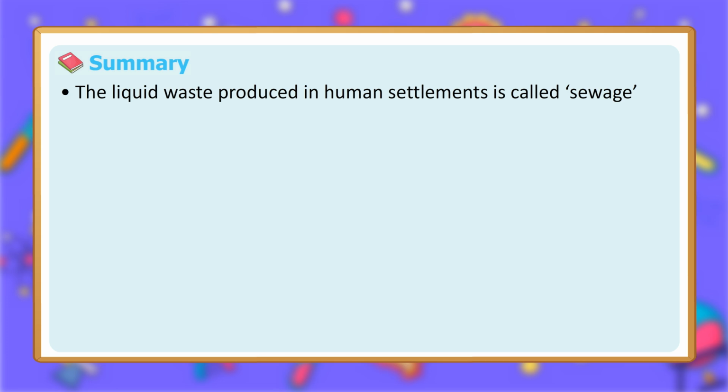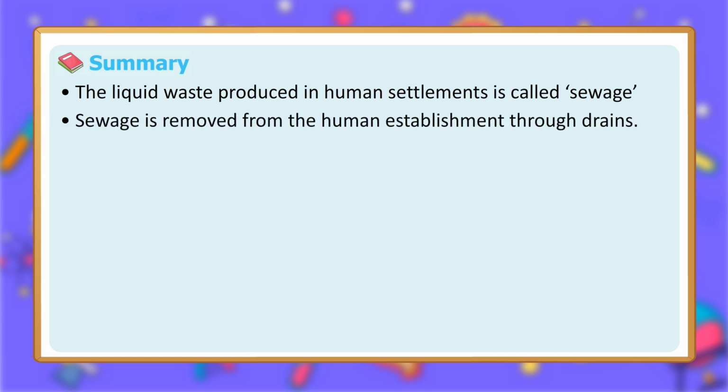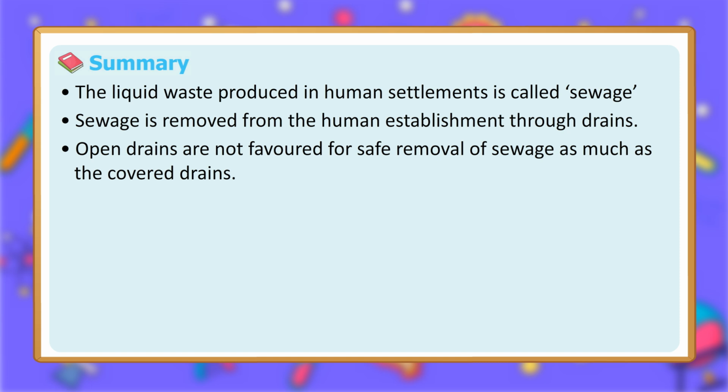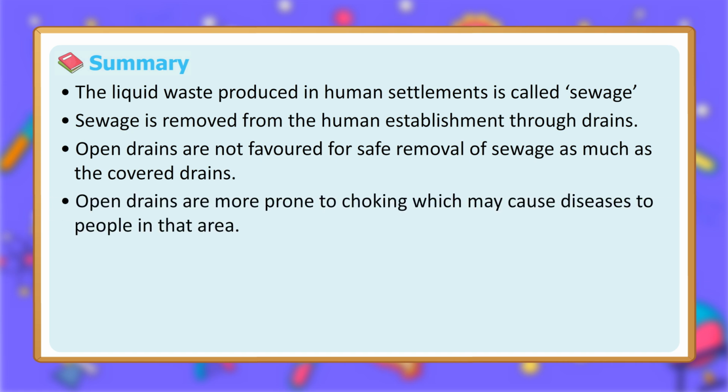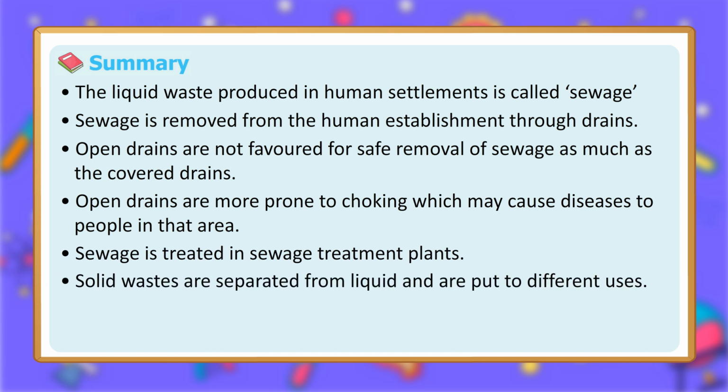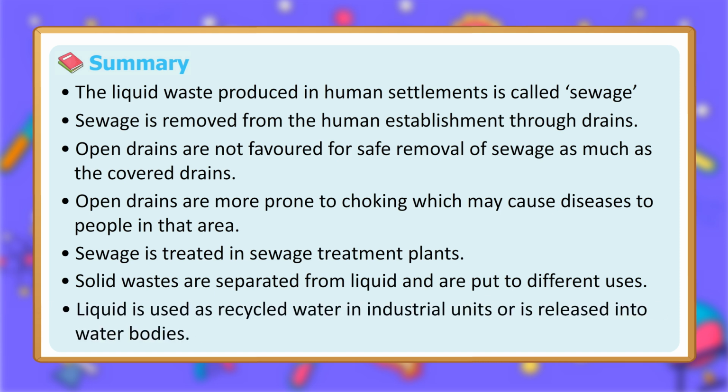Summary. The liquid waste produced in human settlements is called sewage. Sewage is removed from the human establishment through drains. Open drains are not favored for safe removal of sewage as much as the covered drains. Open drains are more prone to choking, which may cause diseases to people in that area. Sewage is treated in sewage treatment plants. Solid wastes are separated from liquid and are put to different uses. Liquid is used as recycled water in industrial units or is released into water bodies.